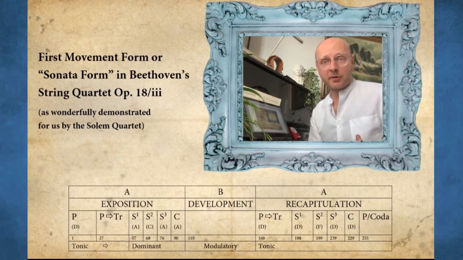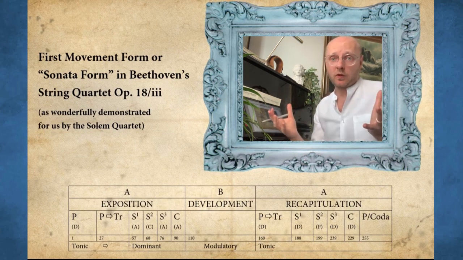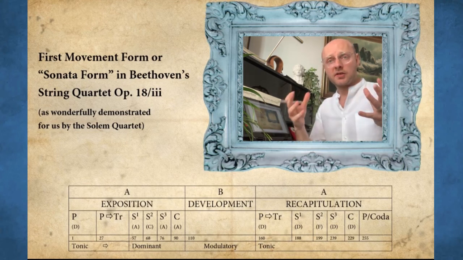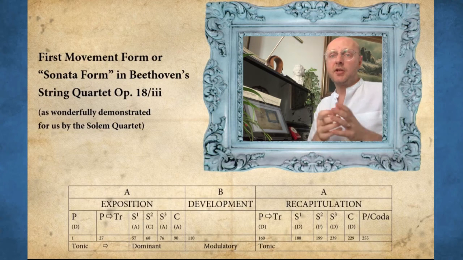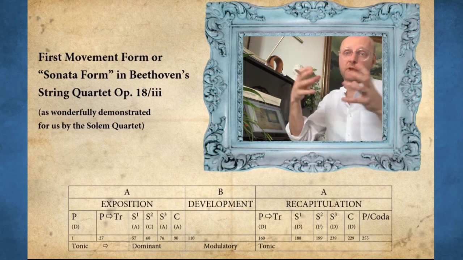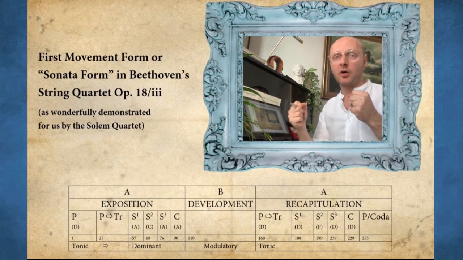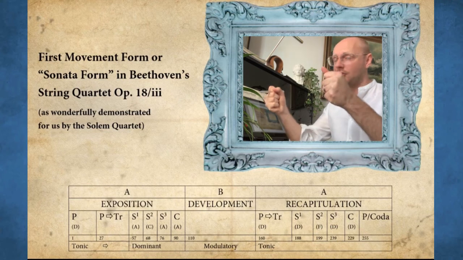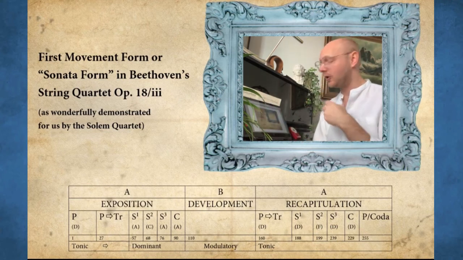So there we have the recapitulation. What follows next is not necessarily there in all of these sonata forms of all of the different works, but it is in this one. And it's a reasonably long coda section. Beethoven tended to write quite long codas. A coda is a section which should really be just affirming that tonic a little bit more, taking hold of you and saying, remember, we're in the tonic, and really fixing you to that sense of home.